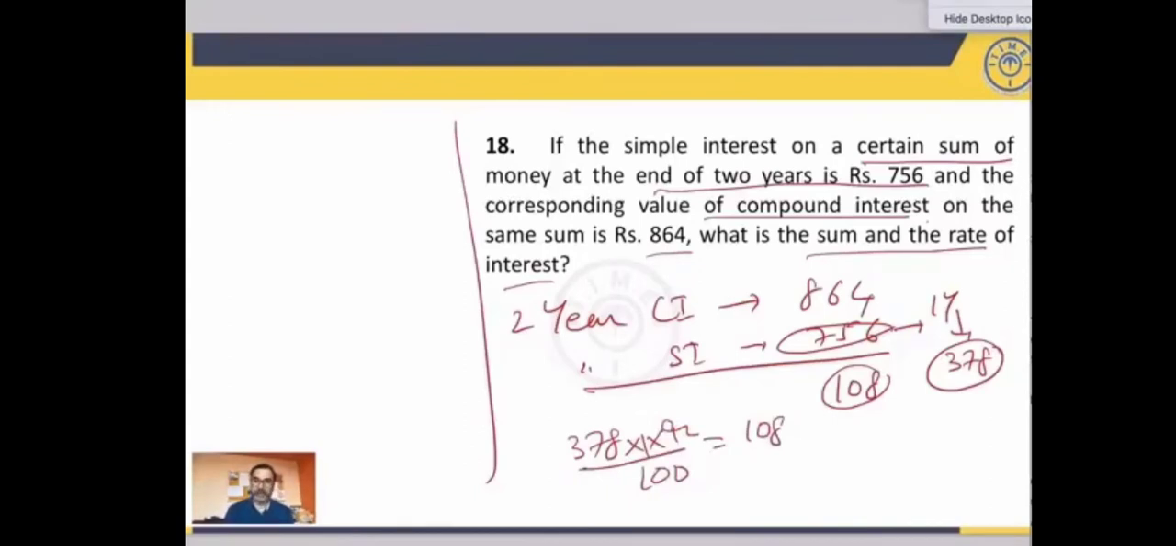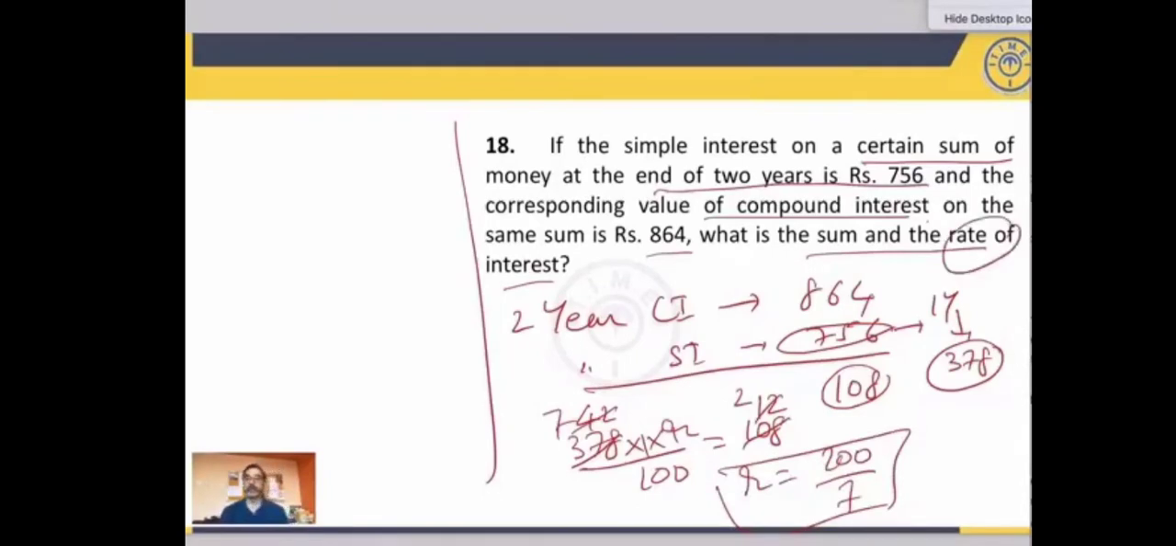Observation: 3 plus 7 plus 8, that is 18, and this is 1 plus 8, that is 9. Both are divisible by 9. So 9 goes here 12 times, 9 goes here 42 times. 6 goes here 7 times, 6 goes here 2 times. So rate of interest is nothing but 200 by 7. He is asking the rate of interest, that is 200 by 7.